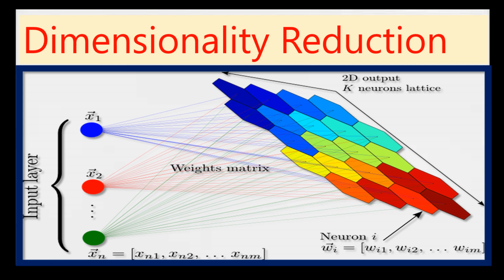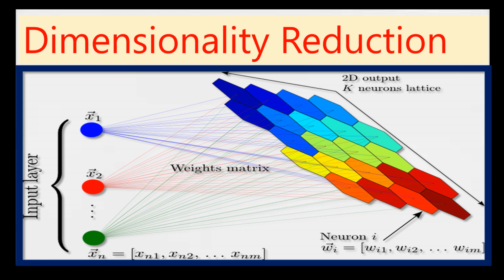First is linear dimensionality reduction. These techniques use linear combinations of original features to project the data into a lower dimensional space. For example, as you all know, principal component analysis. That's an example of linear dimensionality reduction.